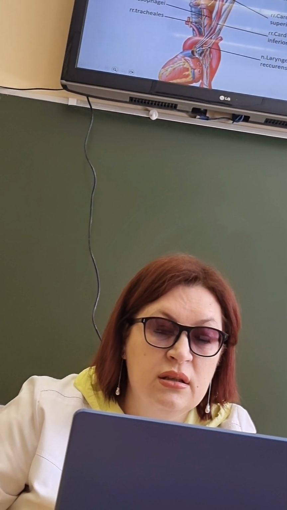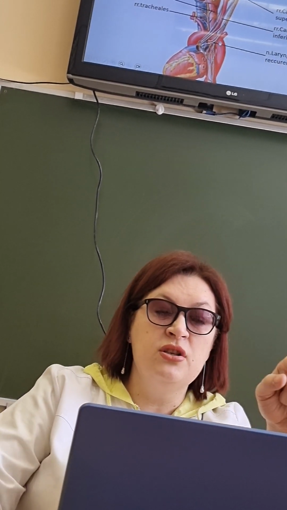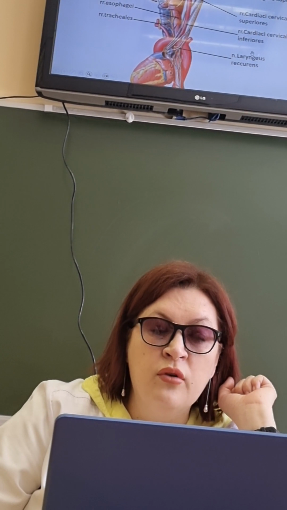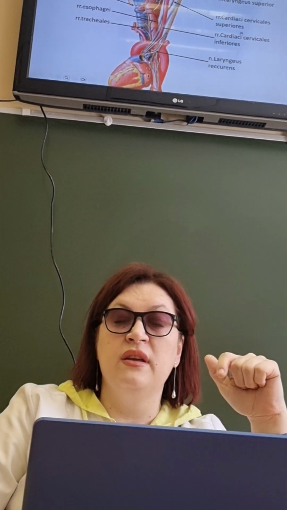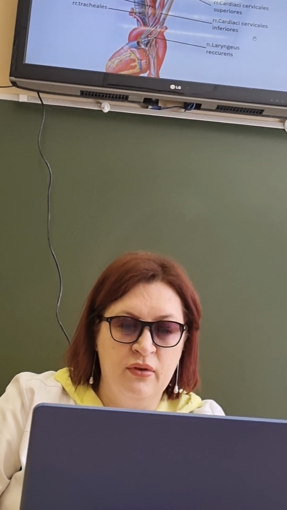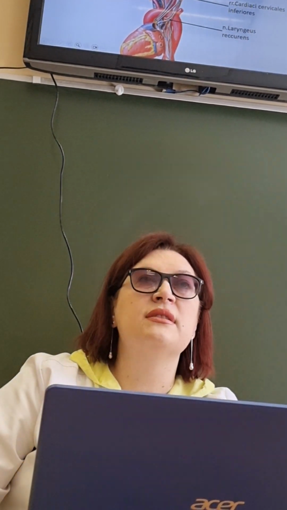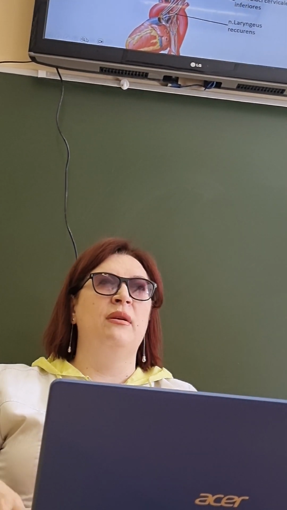Next group of branches, thoracic part. Thoracic part gives the recurrent laryngeal nerve. Recurrent laryngeal nerve gives the inferior cervical cardiac branches for innervation of the heart and formation of the plexus. Tracheal branches, esophageal branches, inferior laryngeal for formation of the plexus on the wall of the internal organ. Tracheal branches form the pulmonary plexus.